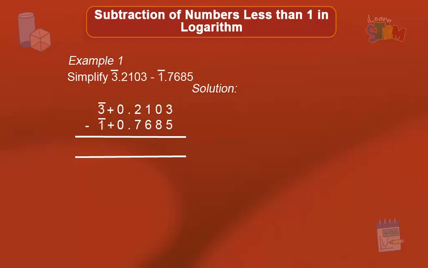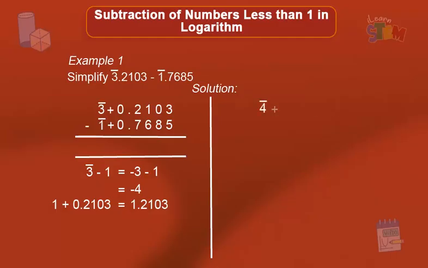To do that, we will write bar 3 minus 1, which is the same as minus 3 minus 1 equal to minus 4. Refer to the rule of adding integers in the previous lesson if needed. Now, we will add the 1 we subtracted from the characteristic of the first log to the mantissa. So, 1 plus 0.2103 equal to 1.2103. Let's now replace the characteristic, minus 4, and mantissa, 1.2103, with the value of the first log. This gives us bar 4 plus 1.2103 minus bar 1 plus 0.7685.